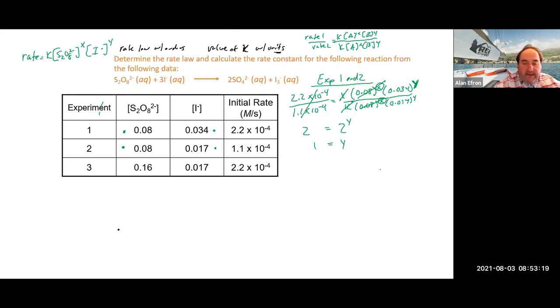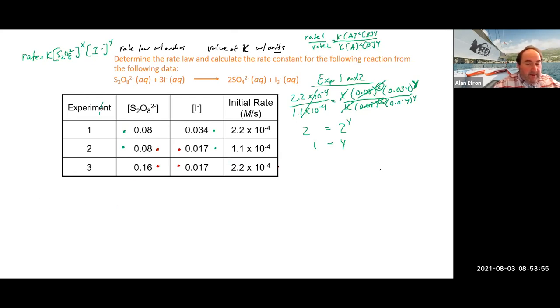So obviously using that information, we've now been able to determine that the order with respect to I minus is 1. We now want to go back to our table. And since we kept S2O8 constant before, we want to vary it, but we do want to keep I minus constant again, so we don't have too many unknowns. It looks like what will achieve that for us is experiments 2 and 3. It keeps I minus constant, but it does vary our S2O8.